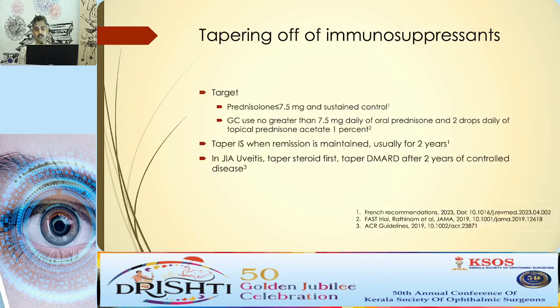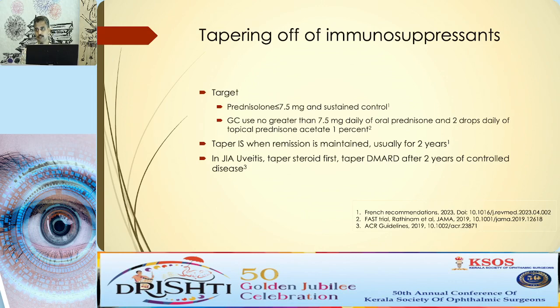When to taper: the target is to achieve prednisolone less than 7.5 mg and sustained control. And when remission is achieved for at least 2 years, we can consider starting tapering of the steroids or immunosuppressions. First you taper off the steroids and then you taper off the immunosuppressive drug.